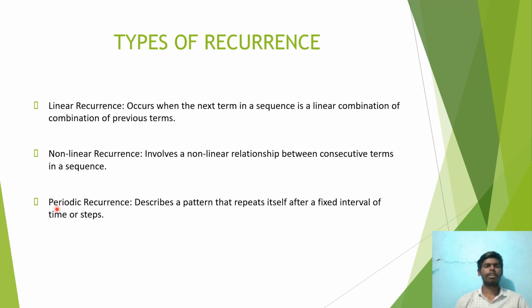And the third one is periodic recurrence, which describes a pattern that repeats itself after a fixed interval of time or steps. It does not depend upon the consecutive terms or linear terms. It mainly concentrates on particular conditions. Up to that condition it goes and then starts again from the initial position. This is known as periodic recurrence.